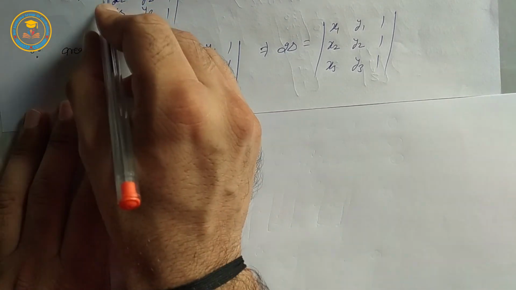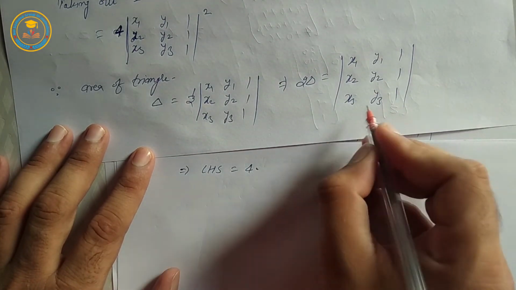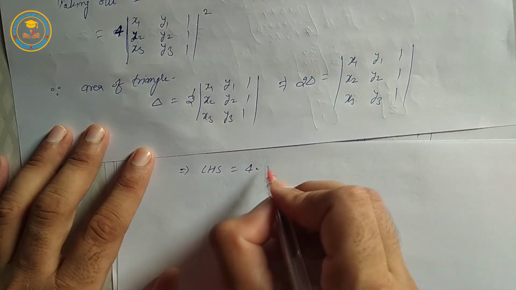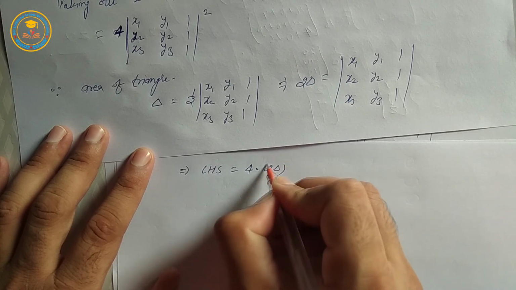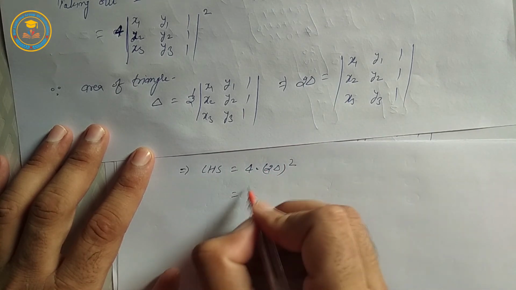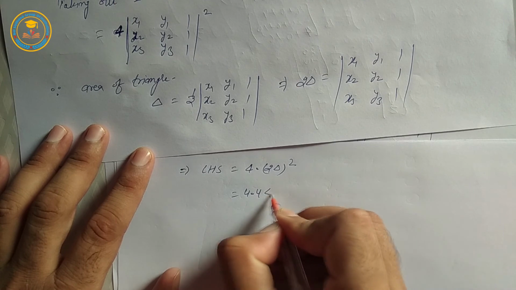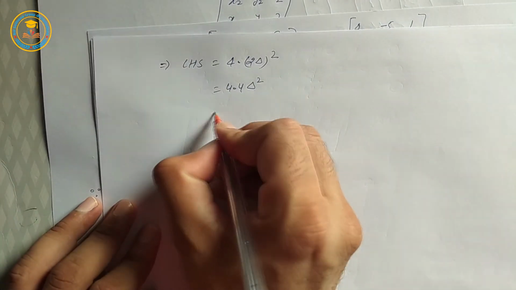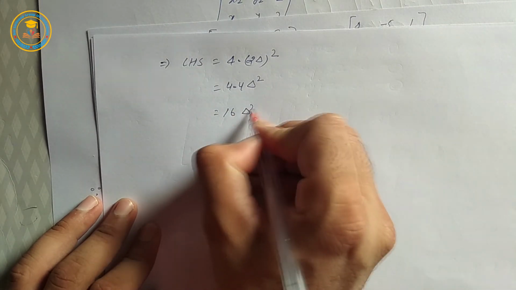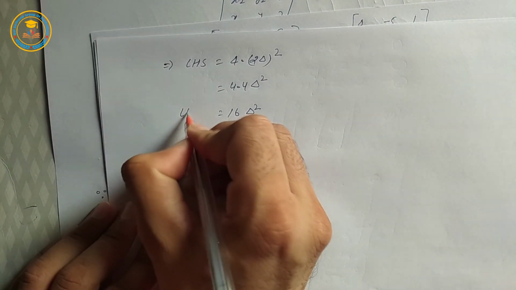LHS is equal to 4 into 2 delta whole square is equal to 4 into del square. 4 into 4, 16 del square, LHS.